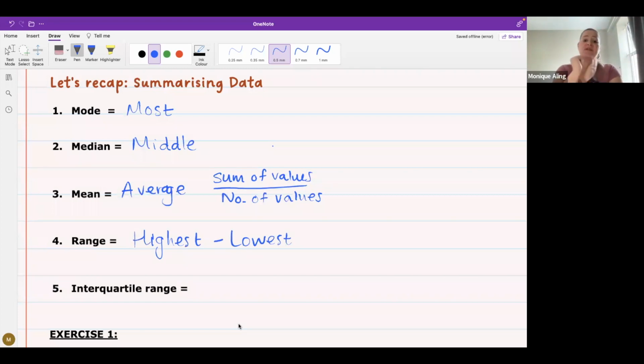Difference between upper quartile and lower quartile. Good. Also known as quartile 3 minus quartile 1. Great. Fantastic. So glad you guys are getting this.